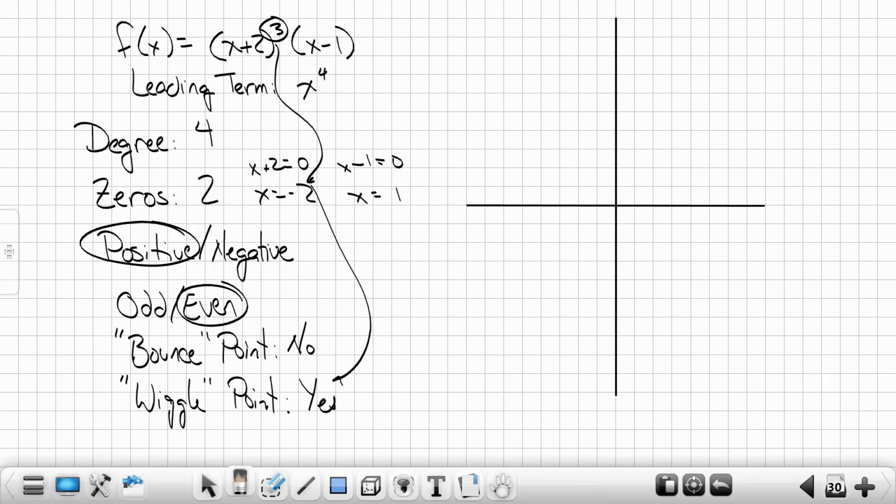All right, so I go through -2 and I go through +1. It is a positive even, so it starts high, ends high. Starts high, ends high. Okay? So I'm not bouncing off of anything, but I have to wiggle my way through -2. Because of the fact I'm coming into -2 from the left, it's going to wiggle like that through it.